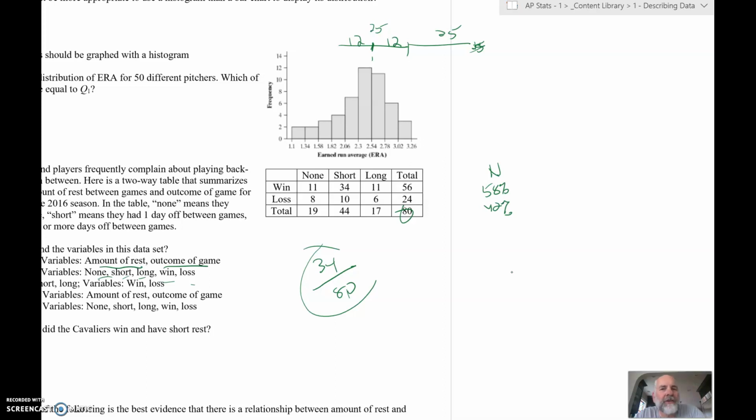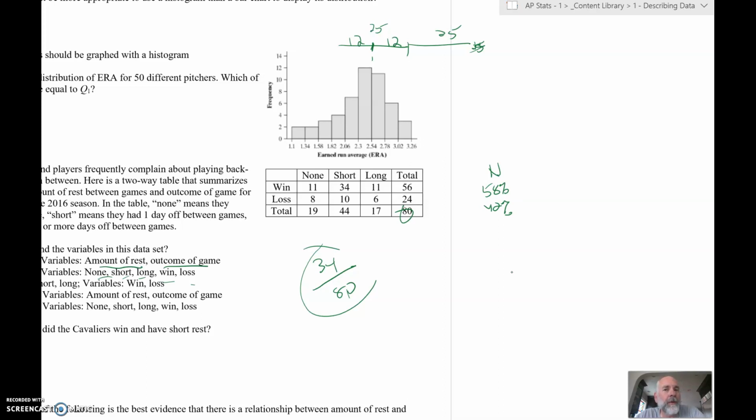Now, if there's no relationship between the amount of rest and the results of the game, then we'd expect that when there was short rest, they'd still win about 58% of the games. And if they had long rest, they'd still win 58% of the games.